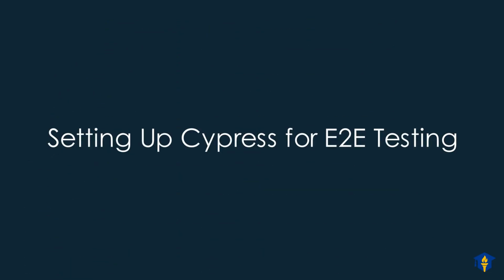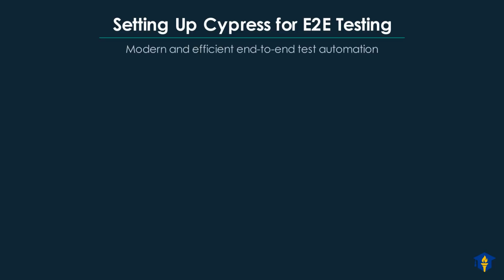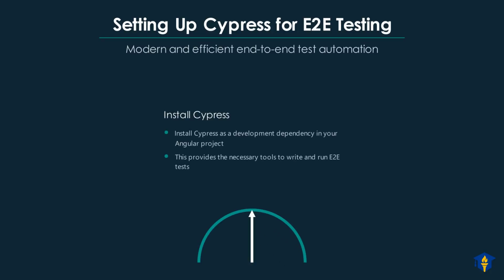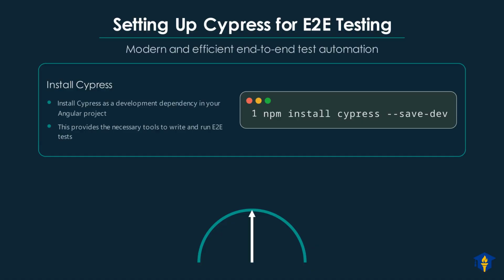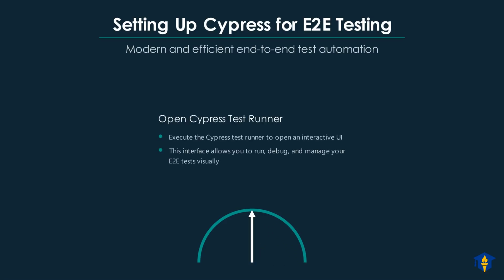We will now look at setting up Cypress for end-to-end testing in your project. Cypress offers a modern and efficient approach to automated end-to-end test creation. To begin, you need to install Cypress as a development dependency in your project. This step provides all the necessary tools for writing and running your end-to-end tests. You can achieve this by running the npm install cypress --save-dev command. Next, you will open the Cypress test runner, which provides an interactive UI.